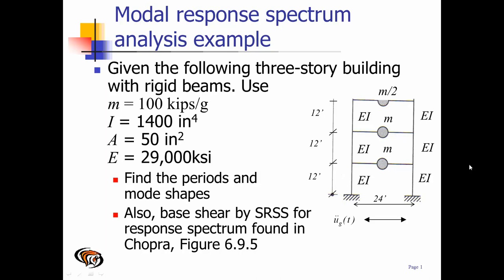In this video, we're going to solve a modal response spectrum analysis problem that is shown on the figure. We have rigid beams and flexible columns. Notice the flexible columns include a moment of inertia of 1,400 inches to the fourth and a cross-sectional area of 50 inches squared. The cross-sectional area is going to be important in developing the stiffness matrix, so we'll have to ensure that this is a reasonable cross-sectional area.